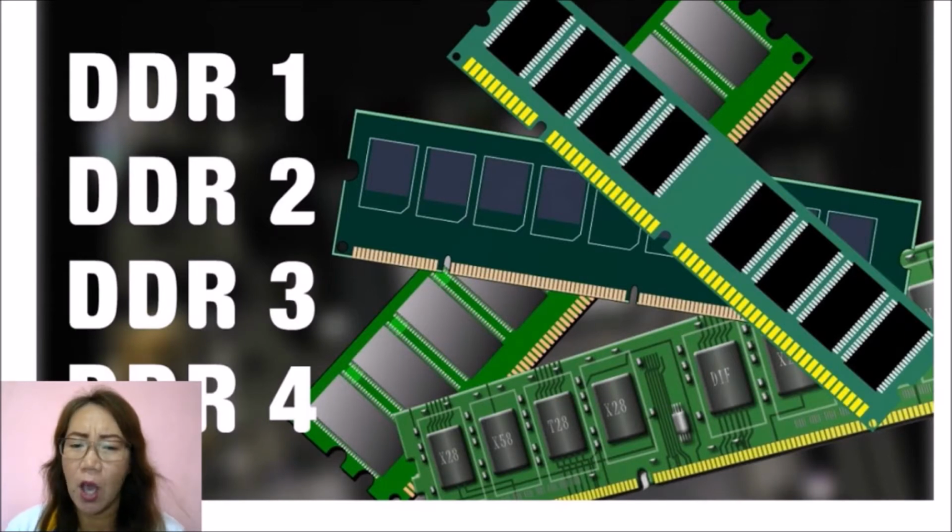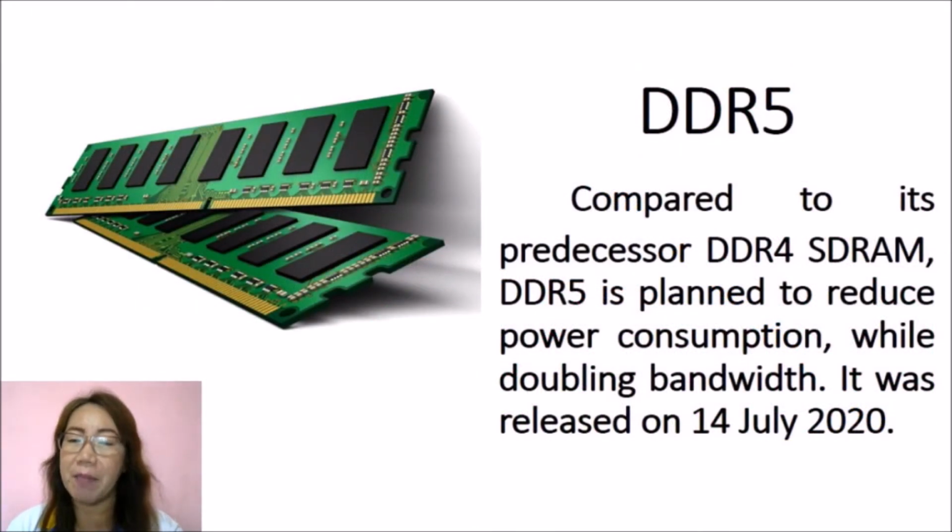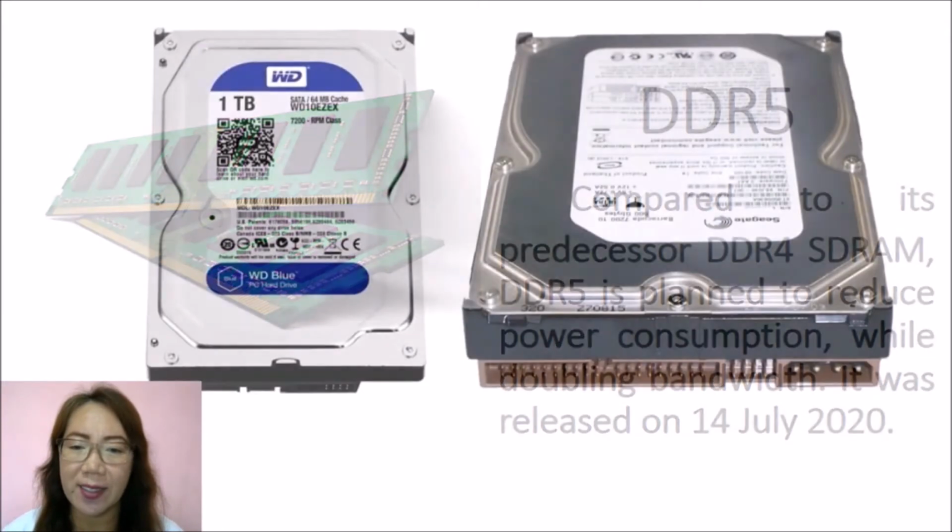What do you think? Do we have DDR5 or 6? You're correct. We have DDR5 out in the market. Compared to its predecessor DDR4 SDRAM, DDR5 is planned to reduce power consumption while doubling bandwidth. And this was released just recently, last July 14, 2020. Let's move on to the next.